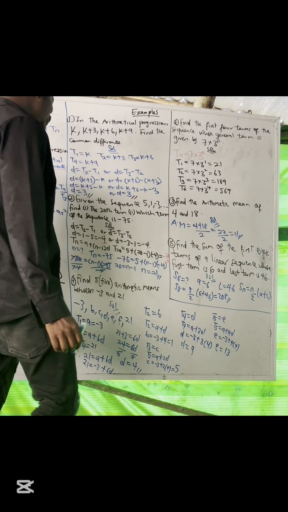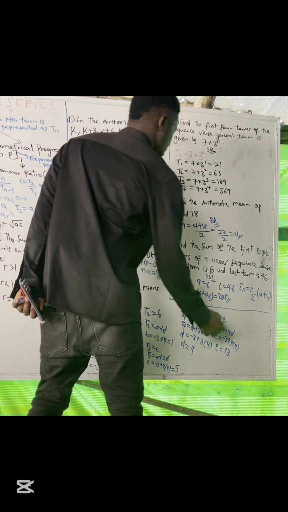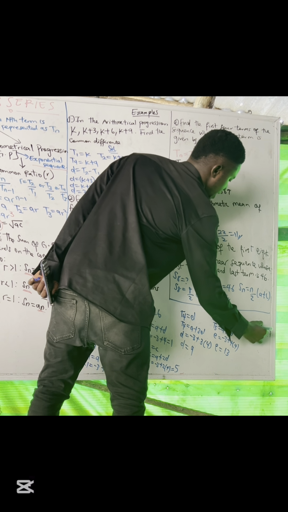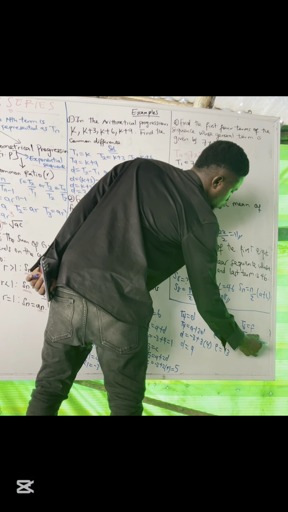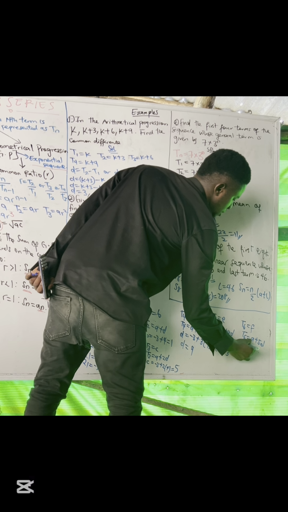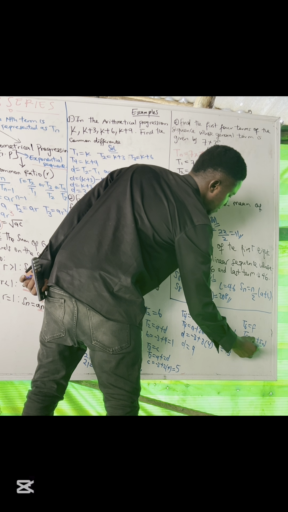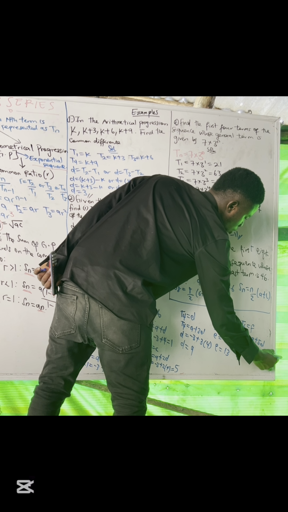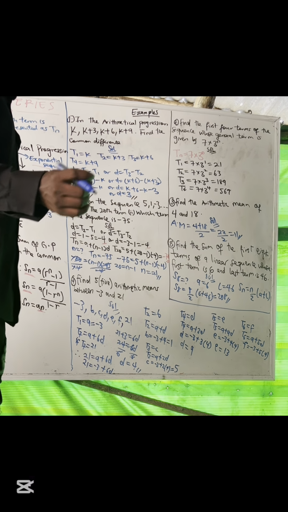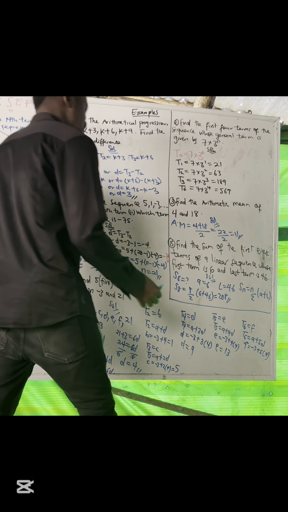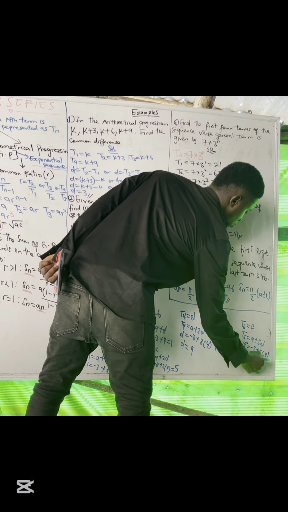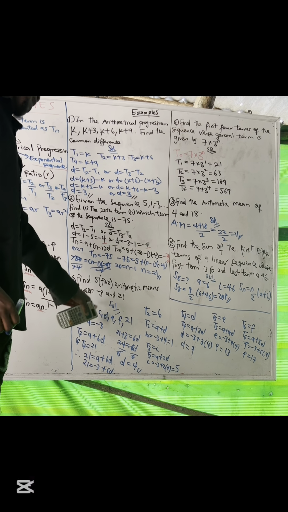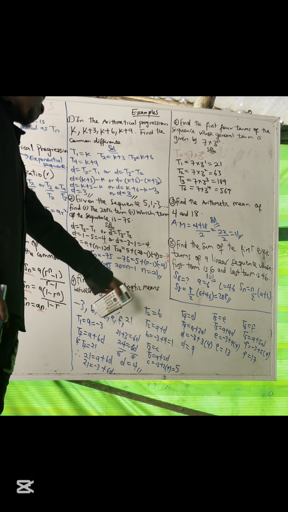So E is equals to 13. And lastly, my F. This simply means T6 is equals to F. Remember that T6 is equals to A plus 5D. My T6, the value of T6 is F. That is, F is equals to minus 3 plus 5 times D. My D is what? 4. What is 5 times 4? 20. Minus 3 plus 20. My F is equals to what? 17. So this simply means the 5 arithmetic means they asked me to put between minus 5 and 21.